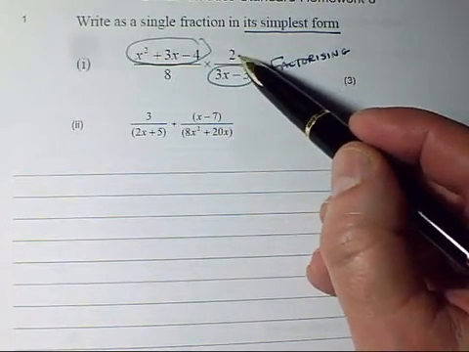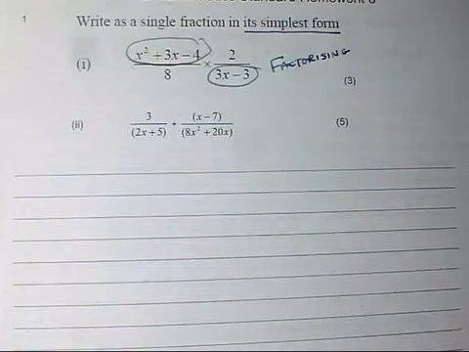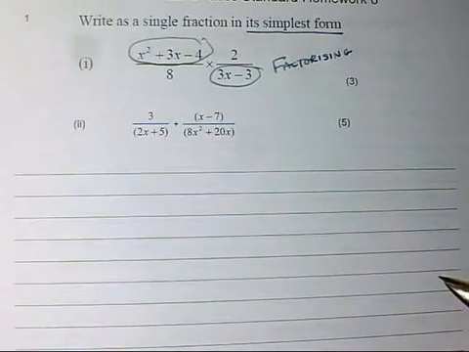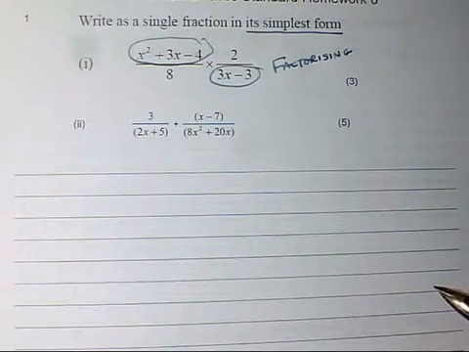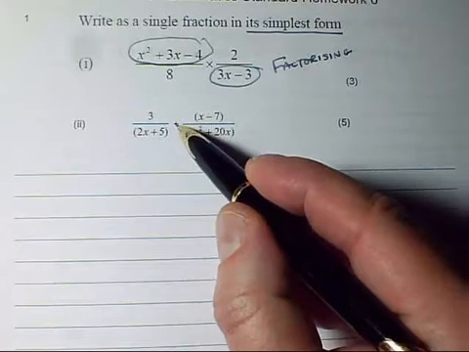You can also see with a 2 here and an 8 here, there's some numerical cancelling as well as linear factors in x that are going to cancel. So that's part 1. Now in part 2 we're now adding fractions.